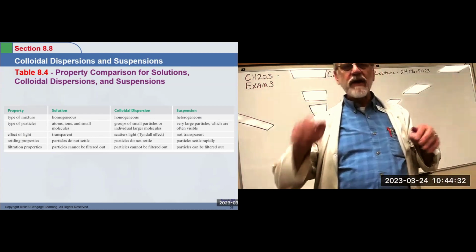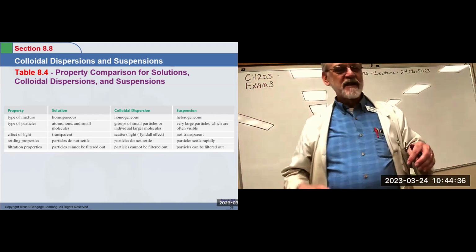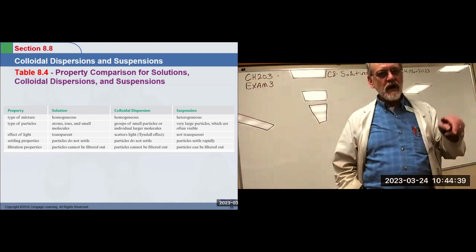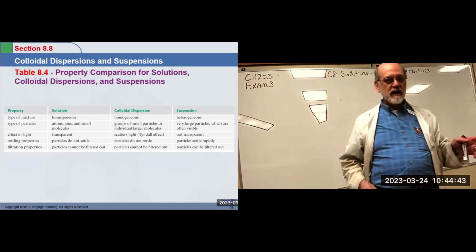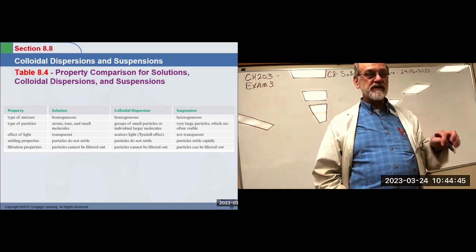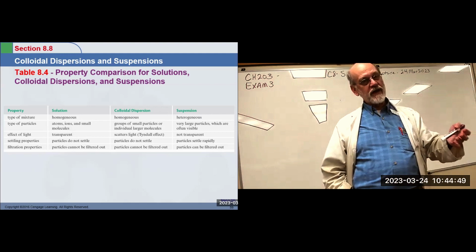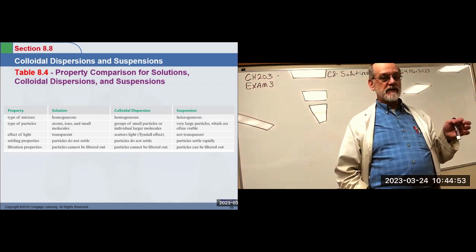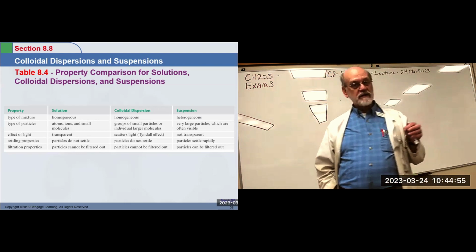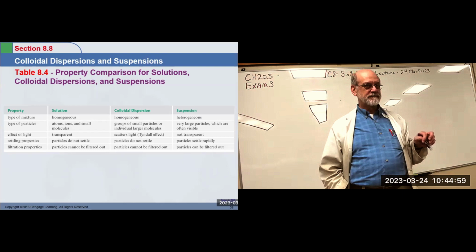Okay, this slide in really fine print compares solutions, colloids, and suspensions. Suspensions are always heterogeneous. Colloids, however, are homogeneous, and that presents a problem because we've said earlier that homogeneous mixtures are solutions. But there's one exception. If it's a colloid, it may be homogeneous, but it's not a solution.